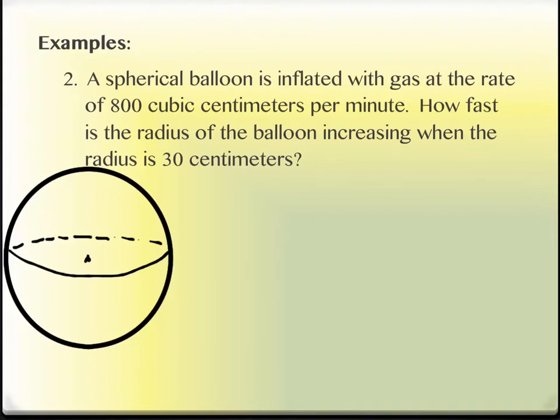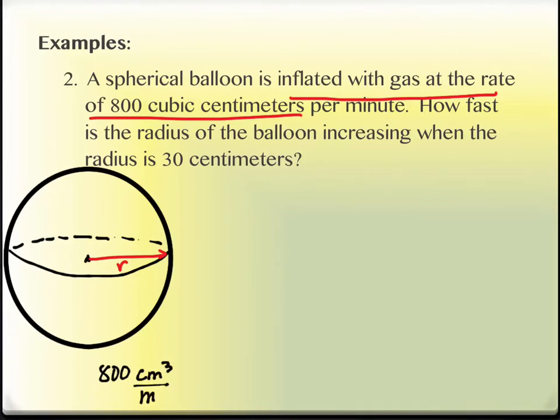There's the center. It references the radius. And it tells us a few things. So it tells us that the inflation rate, the rate of the gas going in, is 800 cubic centimeters per minute. So this is 800 cubic centimeters per minute.